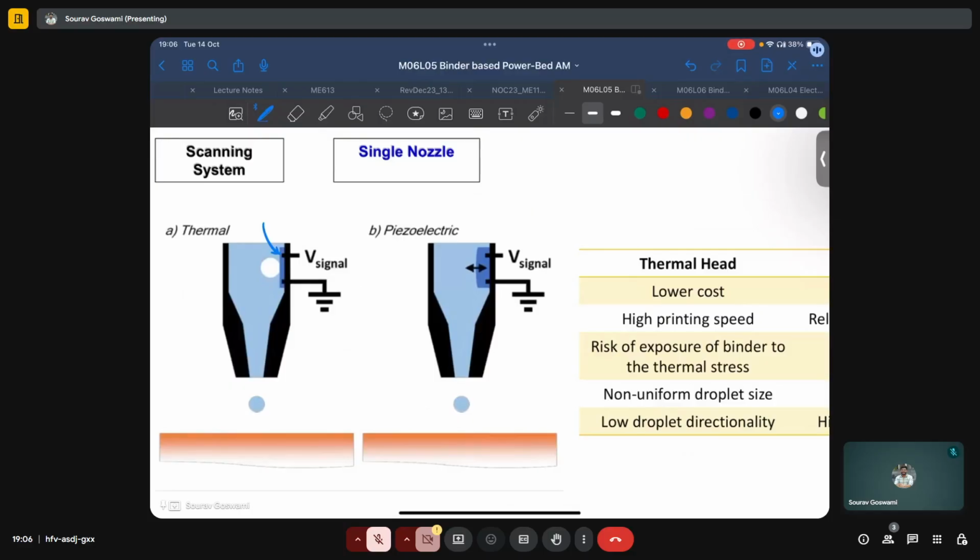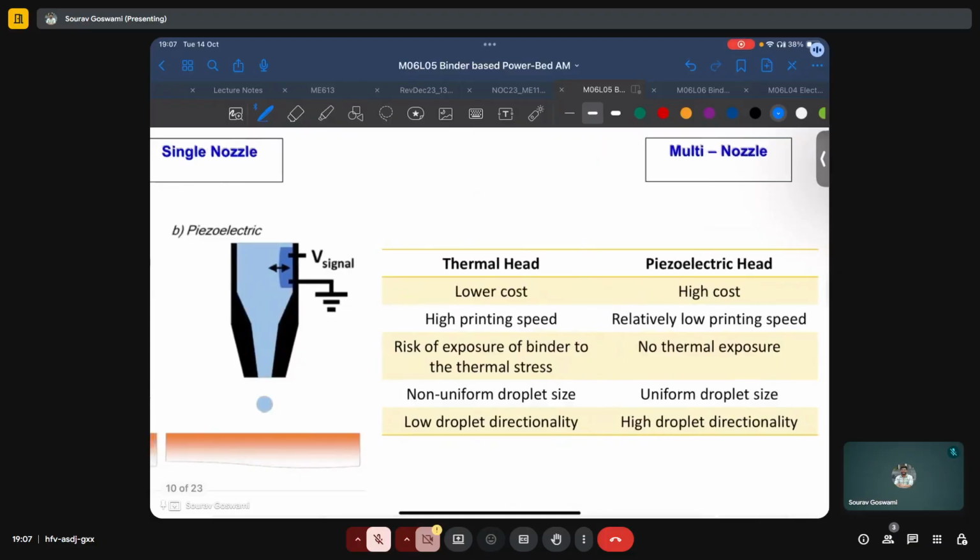Similar effects may also be obtained by using a piezoelectric, in which case the electric signal will lead to a mechanical deflection, and because of this deflection, the volume available in the nozzle chamber will decrease, and so to compensate the change in pressure, some amount of binder material will be dispensed out of the free end of the chamber.